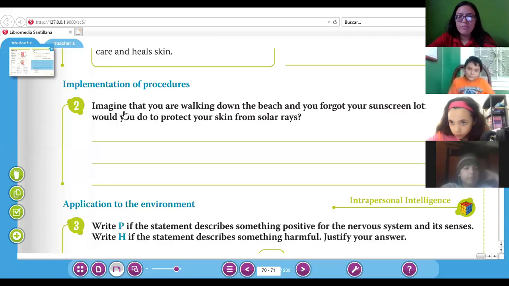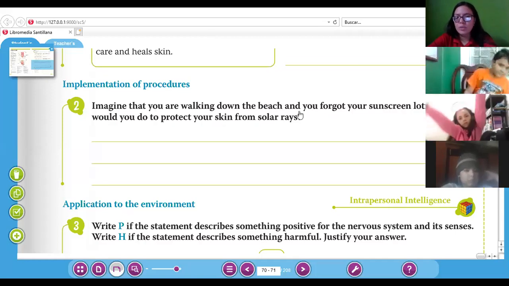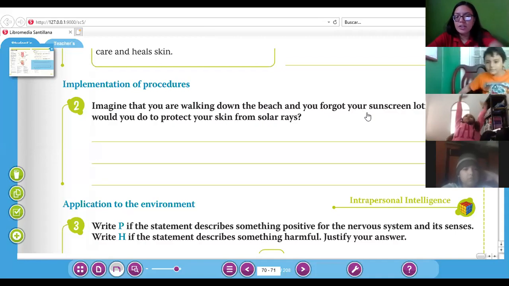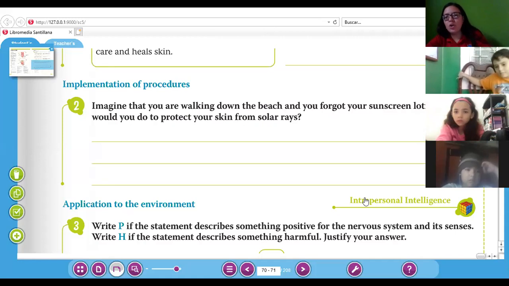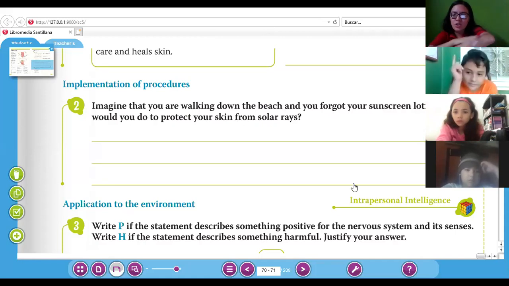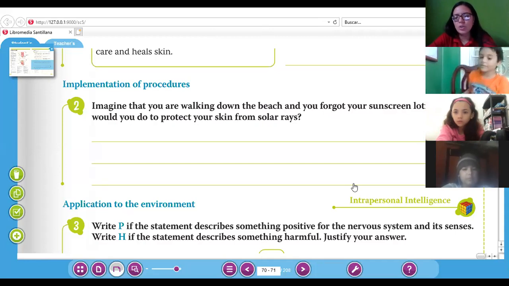Activity number 2. Imagine that you are walking down the beach and you forget your sunscreen. You forget the sunscreen lotion. What will you do to protect your skin from the solar rays? What are you going to do? You forget your sunscreen lotion. What did you do, Hector? Protector solar. Yeah, you forget it. What did you do to protect your skin?